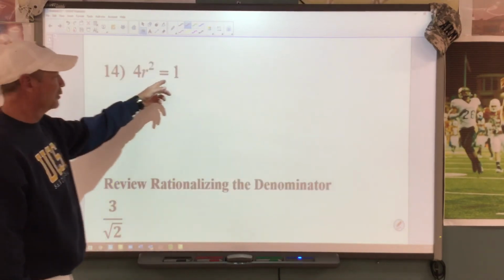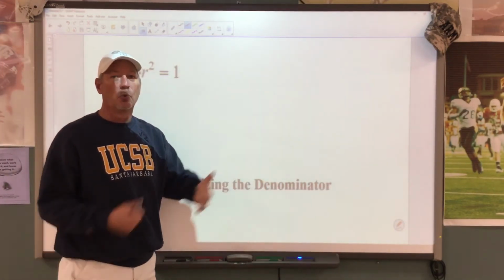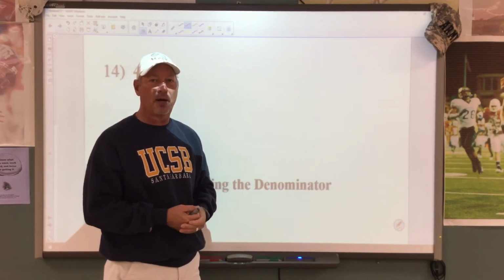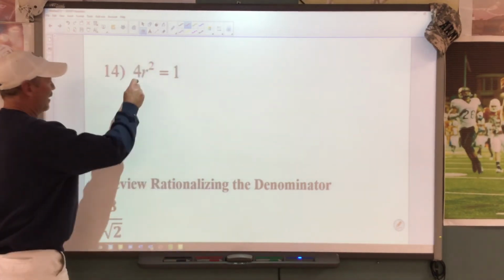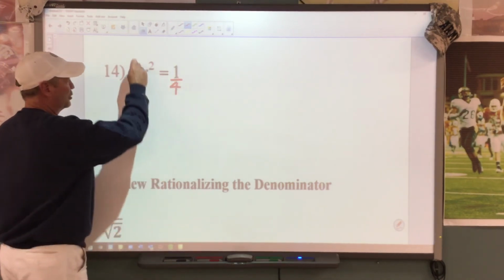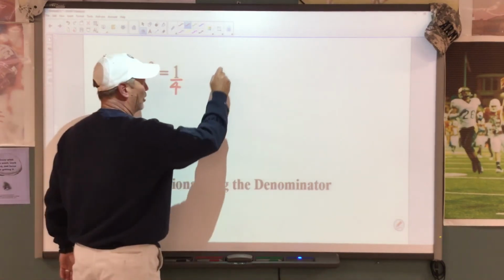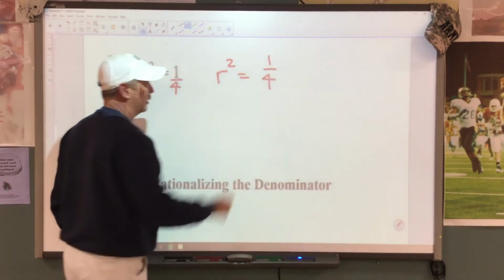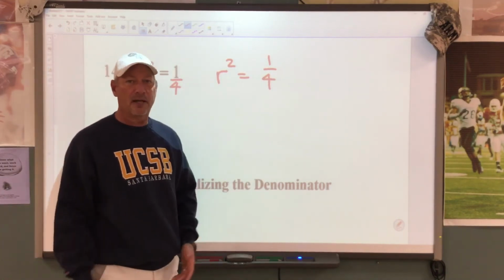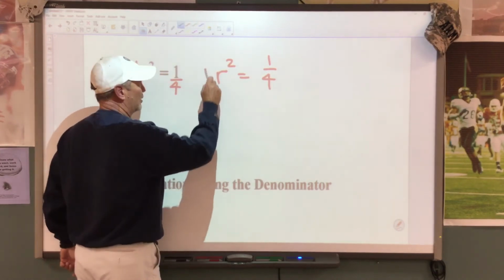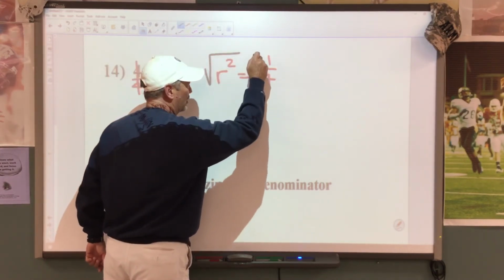So if I have a problem that looks like this, we need to get r squared by itself. How do we get r squared by itself? We're going to divide by 4, and the 4s cancel. That leaves me with r squared equals 1 over 4. Well, that's not confusing. We're okay with that. Now we're going to solve. We're going to take the square root.